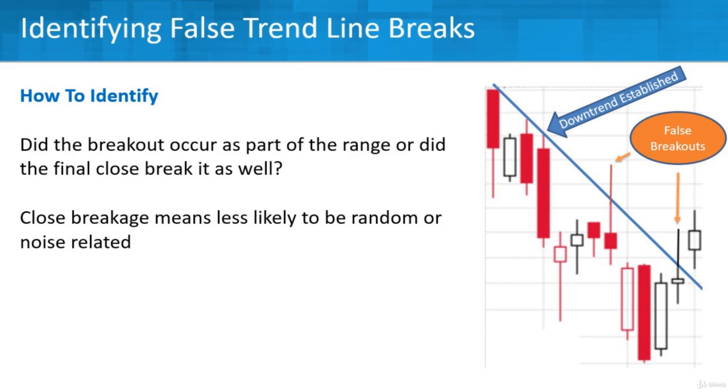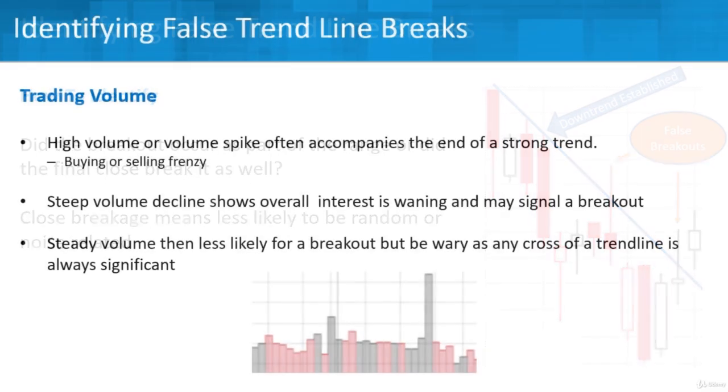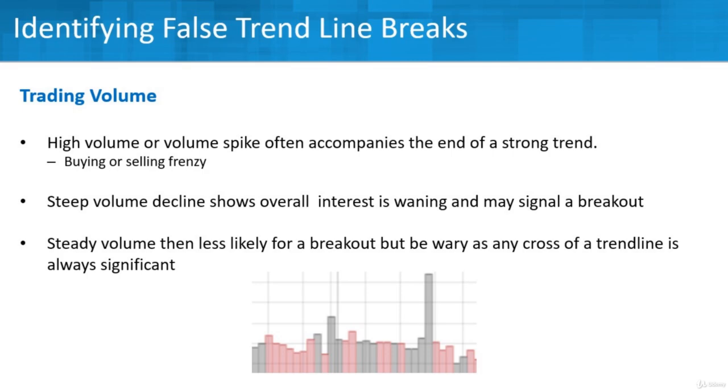So when the close breaks through, it means it's less likely to be a random event or noise related. That means people are finishing their positions, closing their positions for the day. And so the close as the final price of the day is a much more accurate way, or at least an identifier that this might be a false breakout if it doesn't break through that trend line. If it does, then it's very well established that there is a breakout and the trend is over. Another way you can use, in combination too or on its own, is to look at trading volume. How much buying and selling is going on, right?